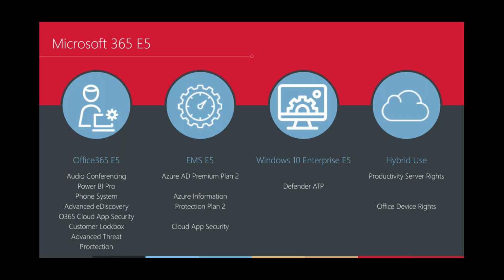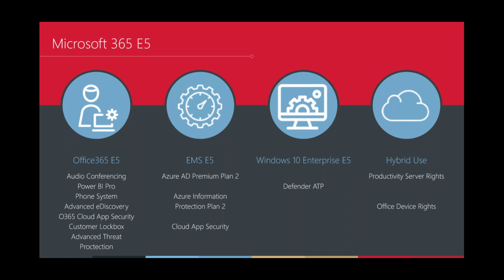So again, same breakdown with Office, Enterprise Mobility Suite, and the Windows 10 Enterprise Desktop. But now we've got E5 level of functionality. So in the Office 365 part, it's the audio conferencing and the phone system, full telephony. You would still need the call plans, but also the Power BI Pro license, some of the advanced e-discovery suites, customer lockbox, and some of the advanced security. You've got some of that within Office 365.